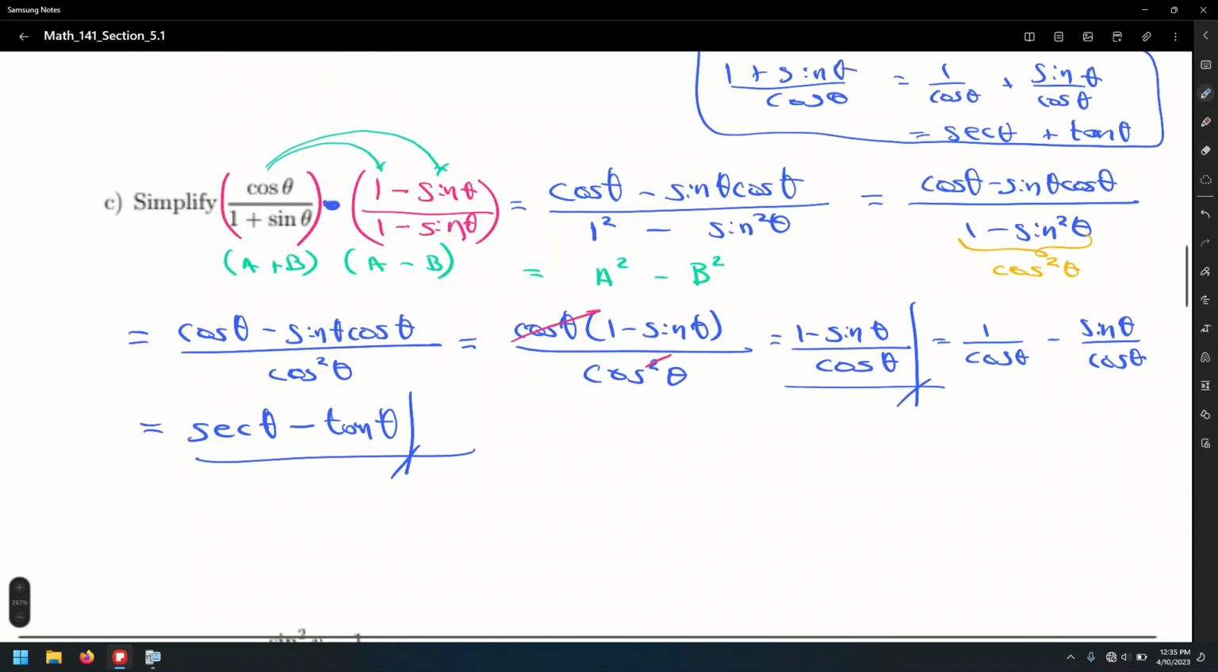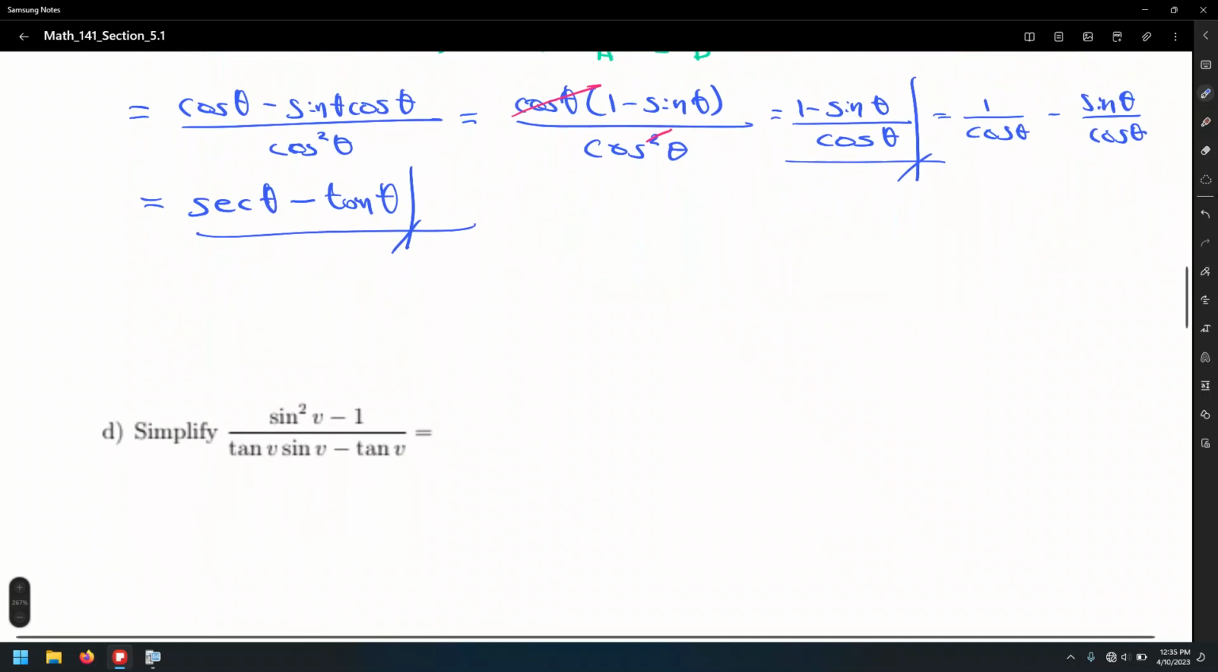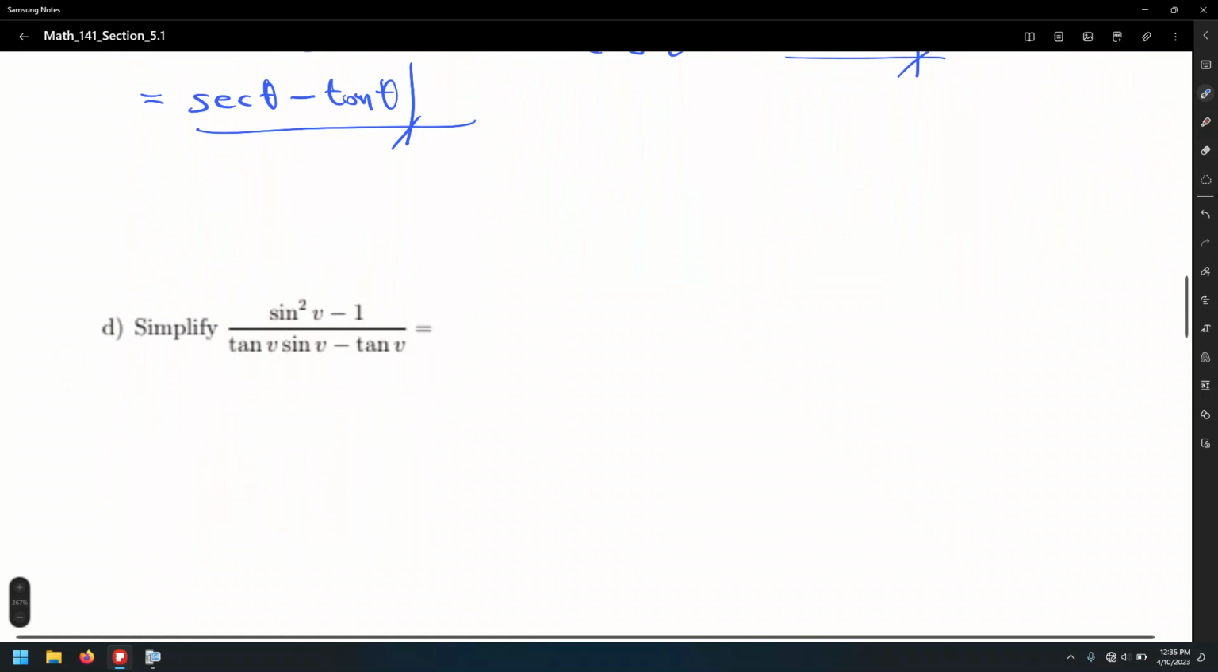Let's look at another example. Simplify sine squared v minus 1 divided by tangent v sine v minus tangent v. And I know what you might be thinking. Divide or rewrite that tangent in terms of sines and cosines. But just think about it. That's going to give us a madness here that is a complex fraction, and we may not want that.